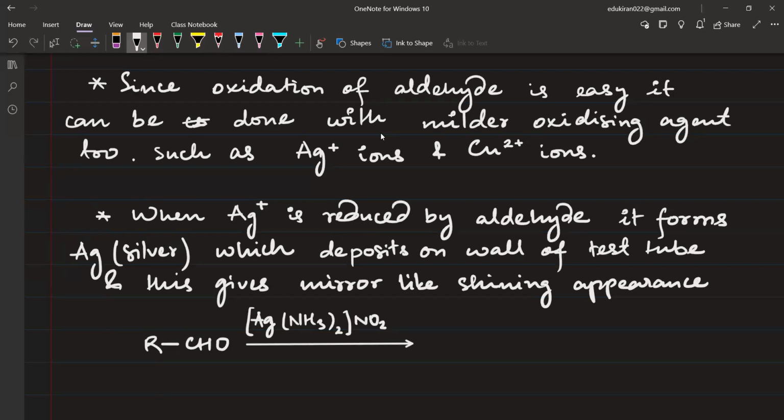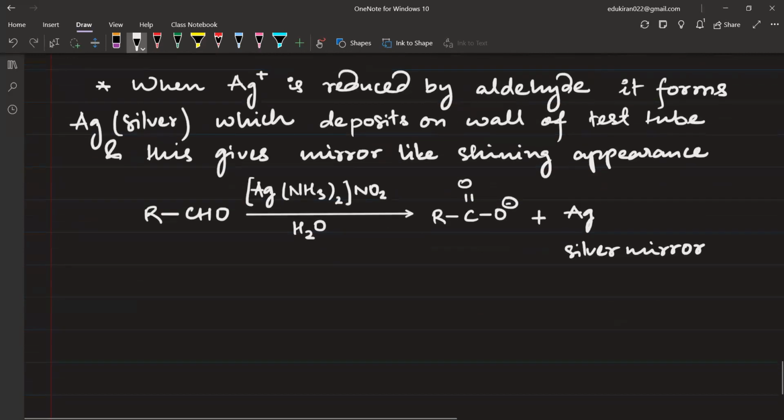So basically the reactive part here is Ag plus. In the presence of H2O also, it is going to give you RCOO negative, and you will get Ag. And this is the silver mirror. Silver has a mirror-like appearance, right? Silver mirror. And this is used as a test.